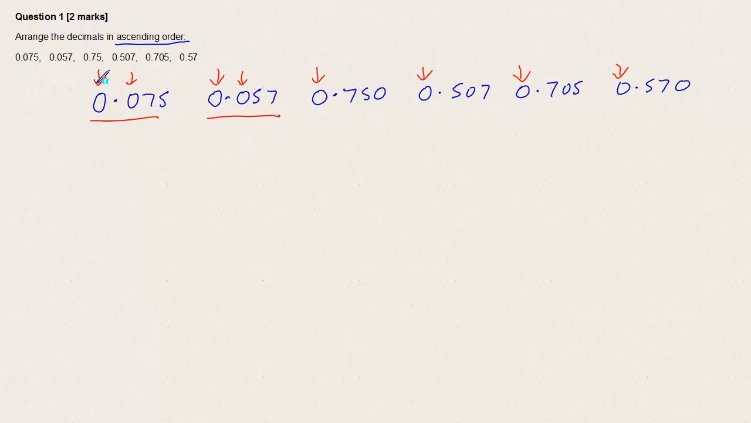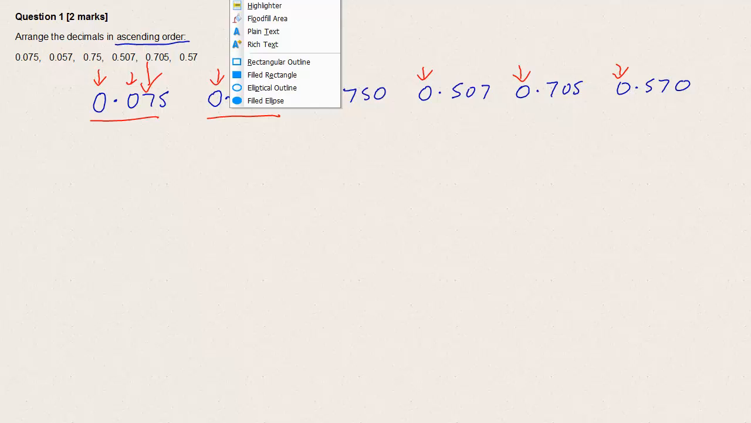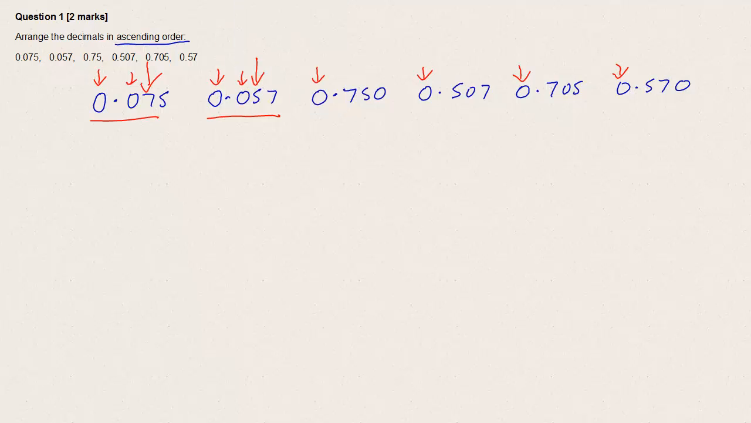So they're both zeros in the units, zeros in the tenths. If we look at the hundredths, this one is a 7, this one is a 5, so this one is the smallest. So what we need to do is write that one down first, 0.057, let's just cross it off the list, and then the next one would be the 0.075. So we've got those two down.